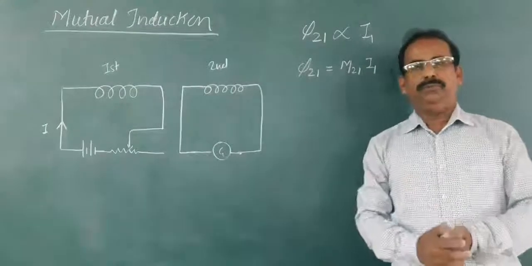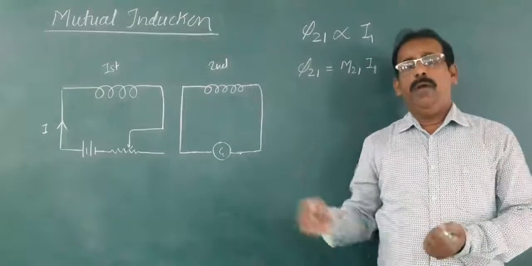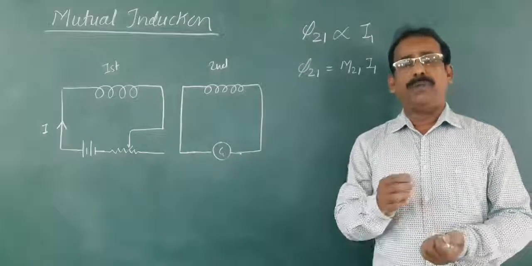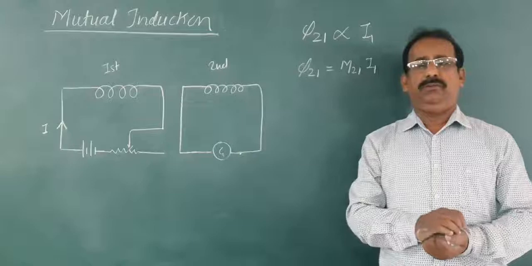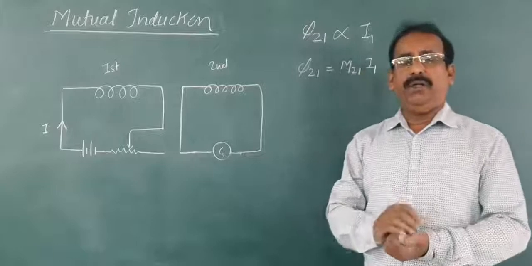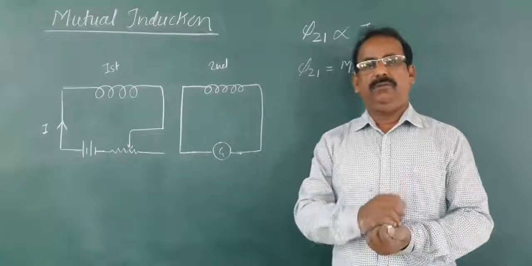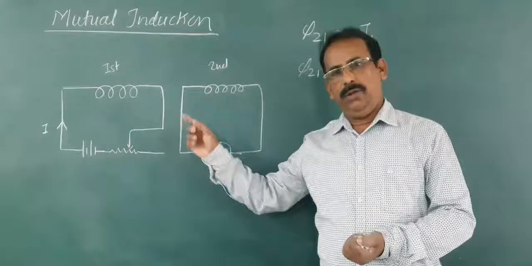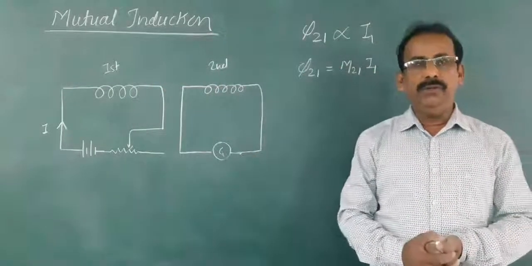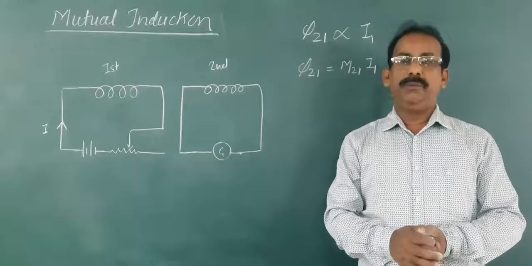This M21 is called the mutual inductance or the coefficient of mutual induction of the second coil with respect to the first coil. M21 is the mutual inductance of the second coil with respect to the first coil.